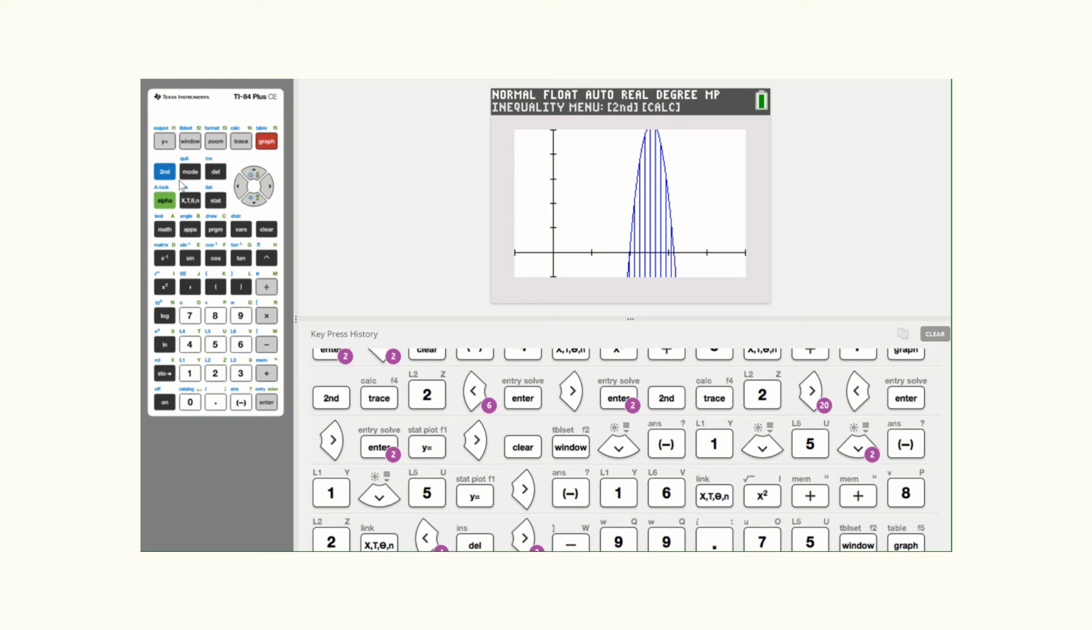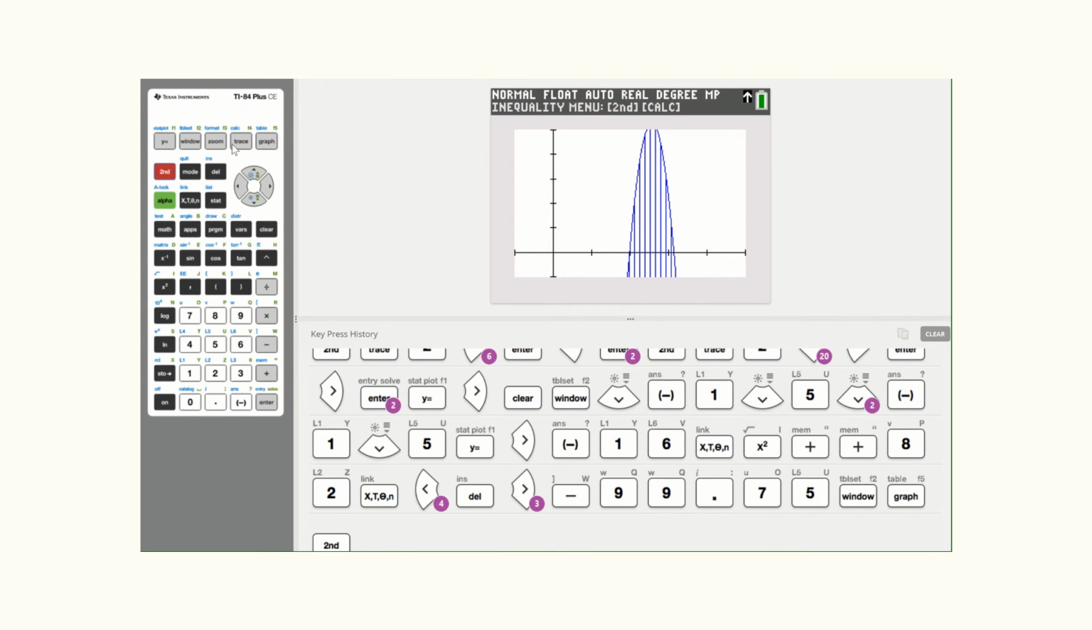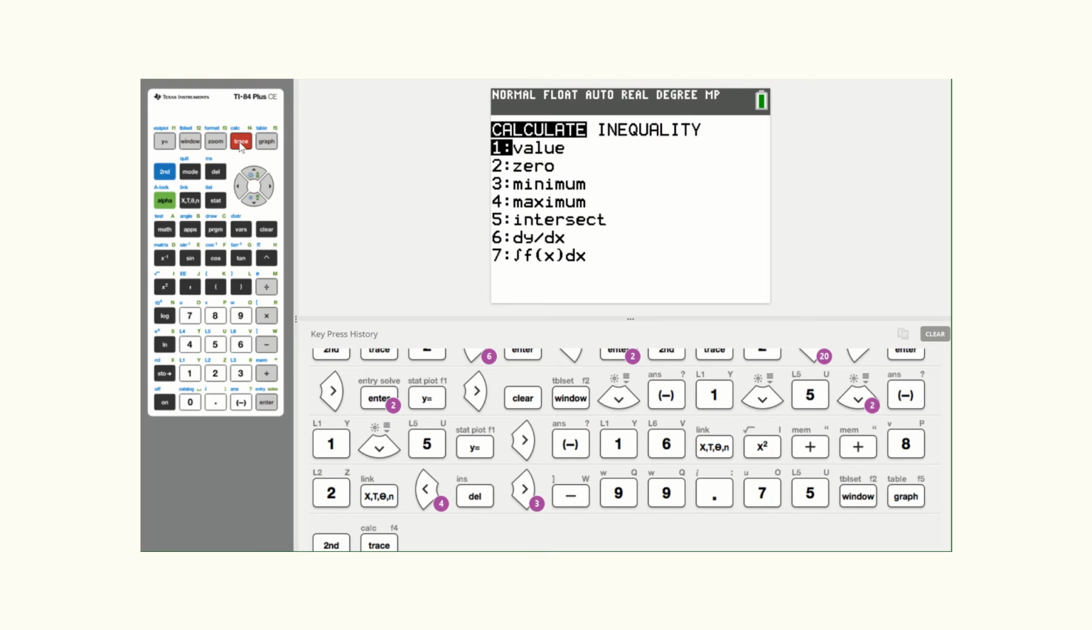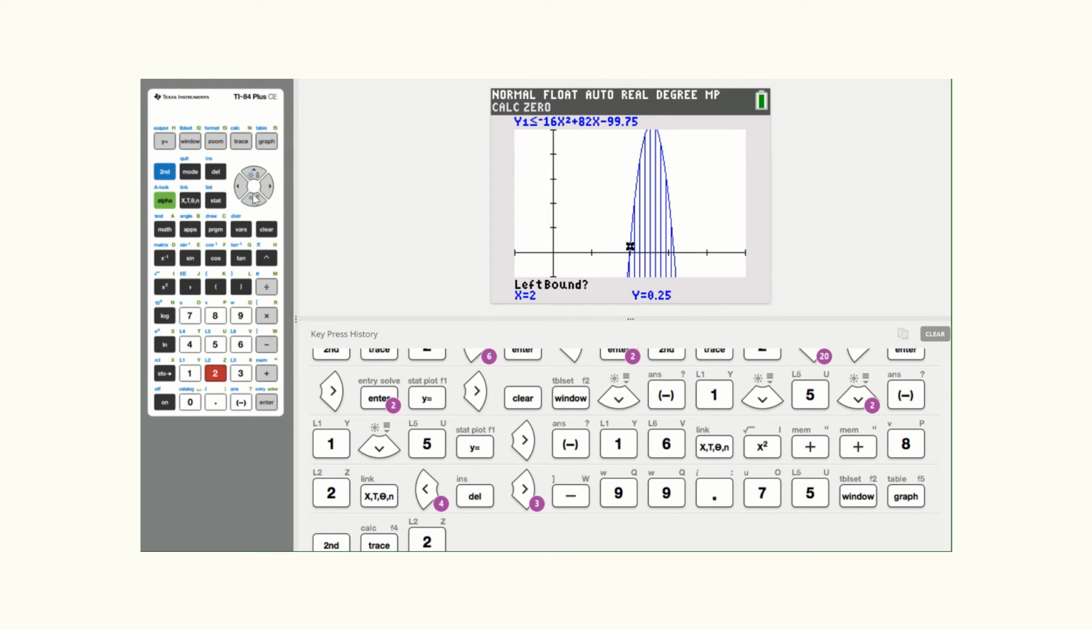Now, let's find the zeros. So I'm going to go second, calc or trace. I'm going to choose option 2, zero. And I want to get just below the x-axis, so I click there. Left bound, I'm going to hit enter. And then I'm going to go above the x-axis, right bound, I'm going to hit enter. And it says guess, okay, there you go.